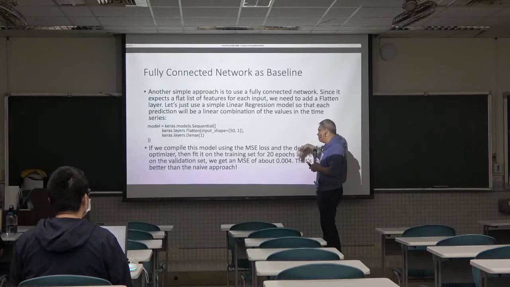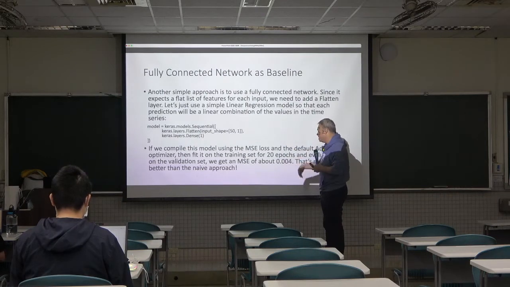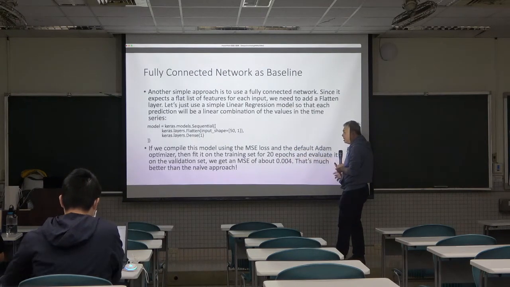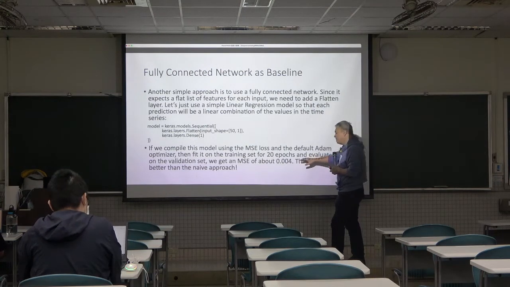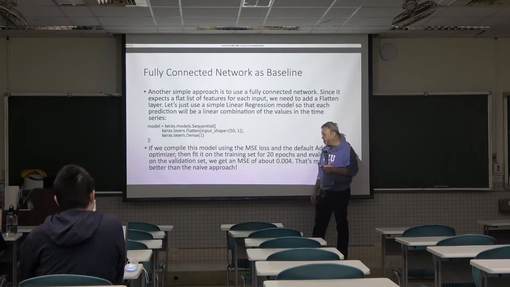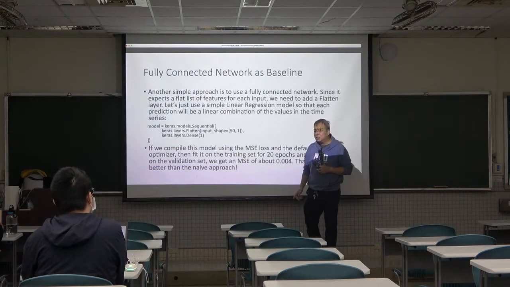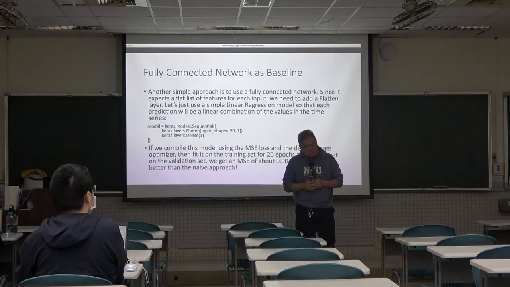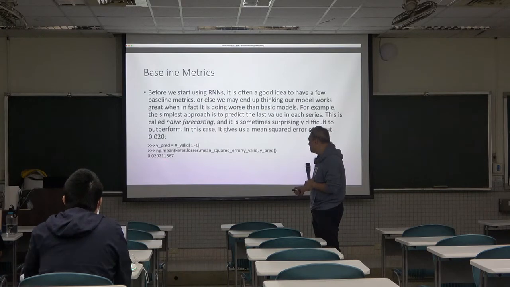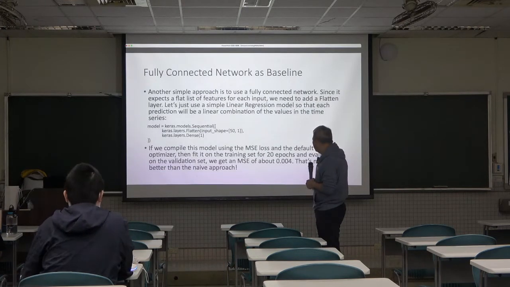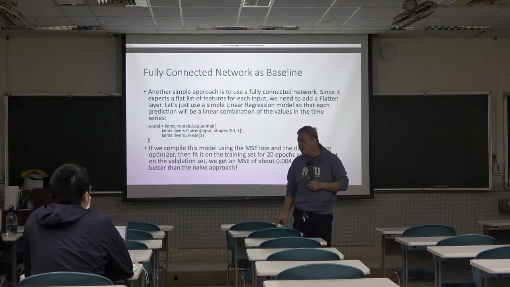You use the MSE loss, and train this for 20 epochs using the Adam optimizer. On the validation set, the MSE is about 0.004. It's pretty good, right? It's better than the naive forecast, which is 0.02. This one is 0.004, which is 5 times better than naive forecasting.